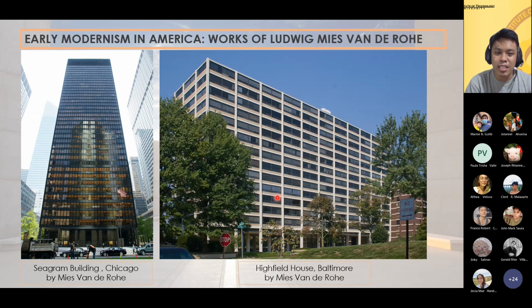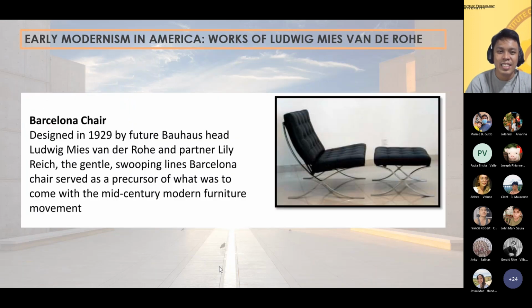Aside from the designs of Le Corbusier or Charles Edward Jeanneret. This is also another example of the first condominiums designed in the Americas. This one, the Highfield House in Baltimore. And Ludwig Mies van der Rohe was not just a designer of building structures, he also designed furniture. So this one, the Barcelona chair. I think you're very familiar with this chair, no? So this chair is designed by Ludwig Mies van der Rohe.